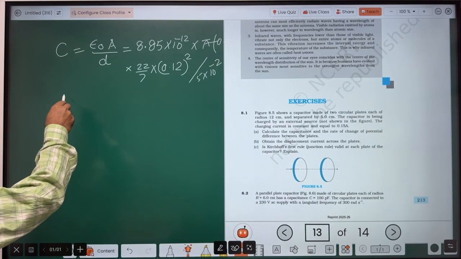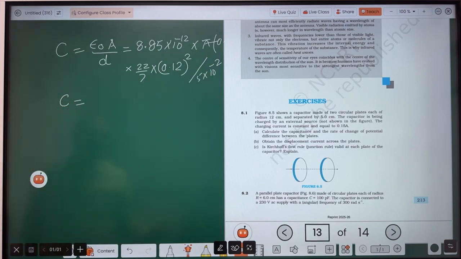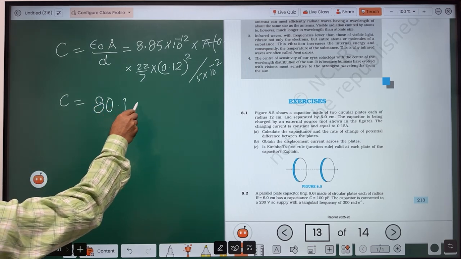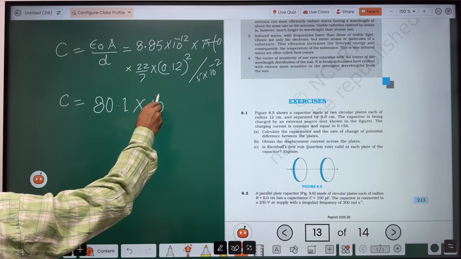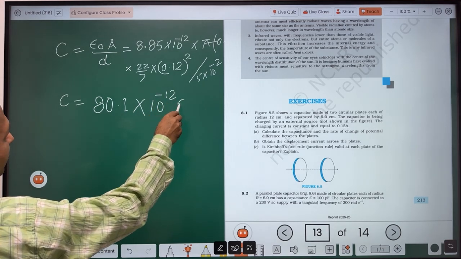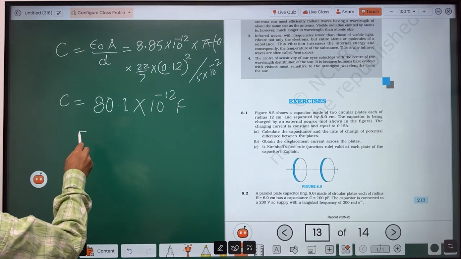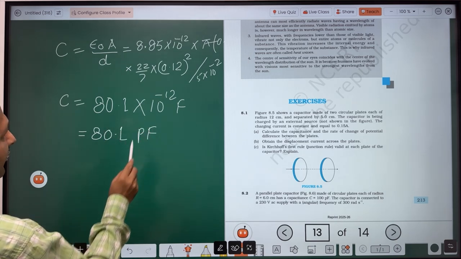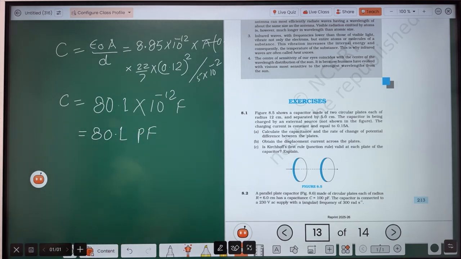Now we can evaluate it. So after evaluation, it will come out to be 80.1 into 10 to the power minus 12 farad, or 80.1 picofarad. So this is the answer to the first part.